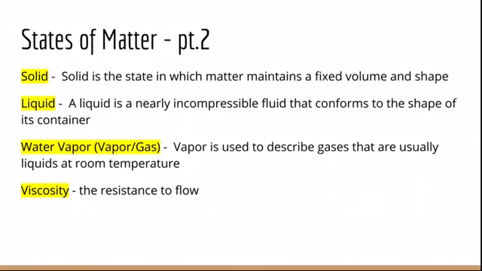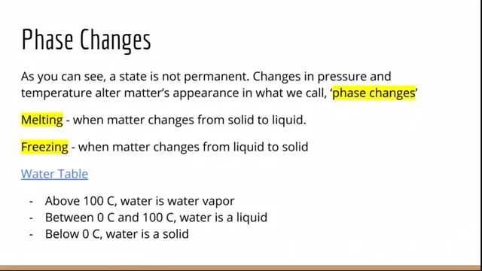A liquid is an incompressible fluid that conforms to the shape of its container. Vapor, or gas, is used to describe gases that are usually liquid at room temperature, and viscosity is the resistance to flow. As you can see, a state is not permanent. Changes in pressure and temperature can alter matter's appearance in what we call phase changes.